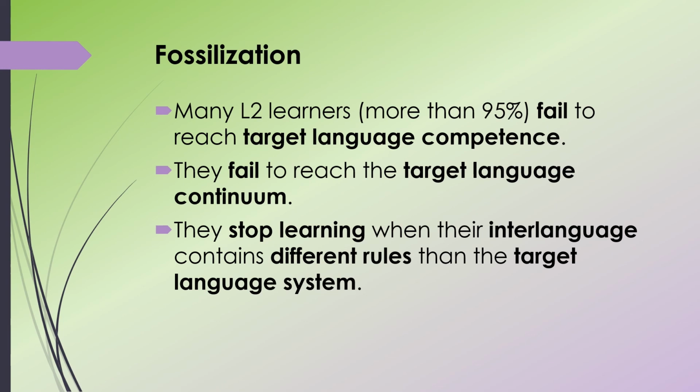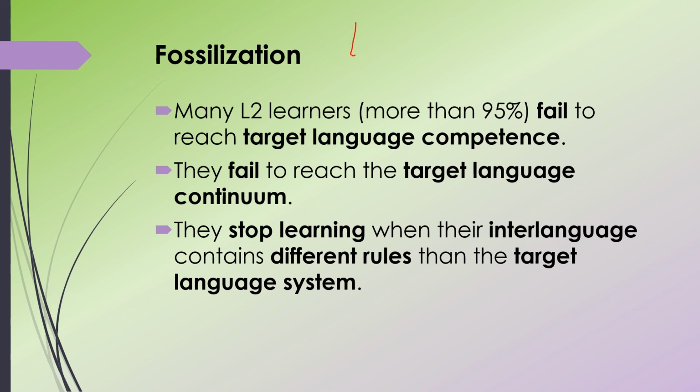Many second language learners, and that is more than 95%, fail to reach target language competence, and that is what was said by Selinker. They fail to reach the target language continuum. They fail to reach the target language path because they stop learning when the interlanguage contains different rules than the target language system. So let me draw the diagram again.